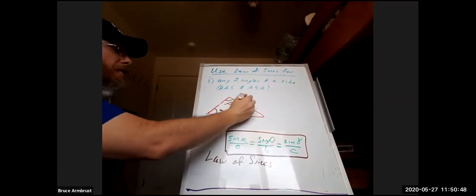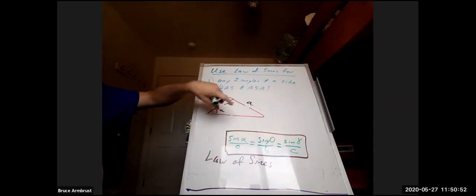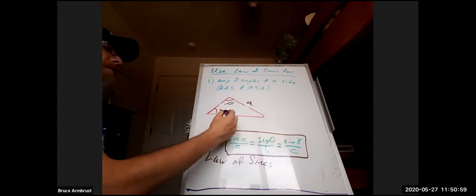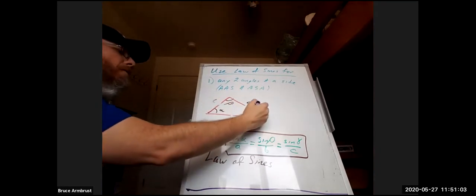So let's say we know this guy A. So we've got 2 angles and a side. In order to finish this out, we need to find the other 2 side lengths, which are going to be B and C, and also gamma. Well, the third angle we're going to get from the fact that we know all angles in a triangle add up to 180 degrees.